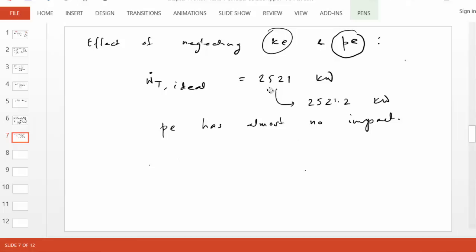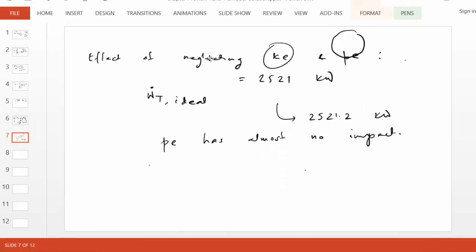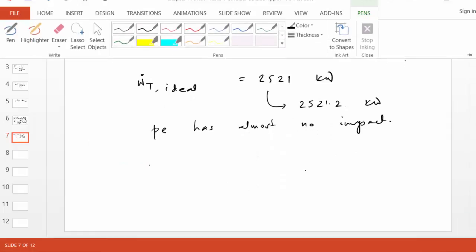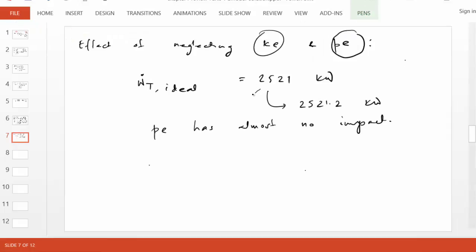This is the effective kinetic energy, and this is the effective potential energy. As you can see, it's almost negligible. But look at the turbine inlet and exit area that we calculated. What is A1 and A2?